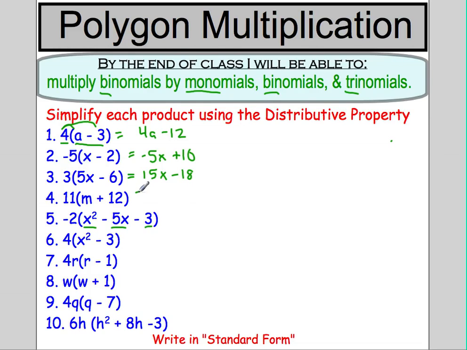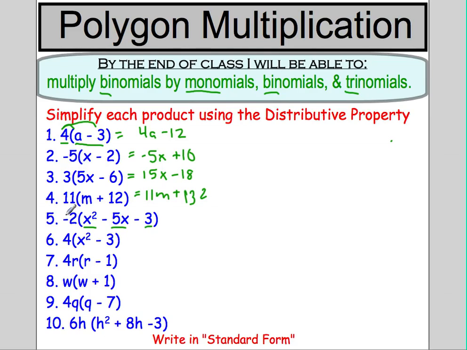11 times m is 11m. 11 times 12 is a really big number. We better figure out what that is. In your calculators, you can just type in 11 times 12. And you'll realize that 11 times 12 is 132. I'm not sure where that line came from. Let's try that again. 11 times 12 is 132, and that would be our final answer.